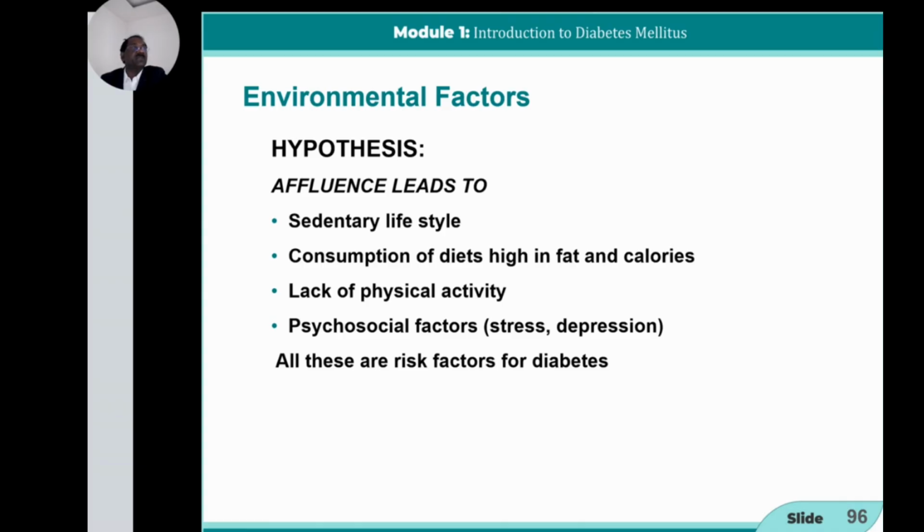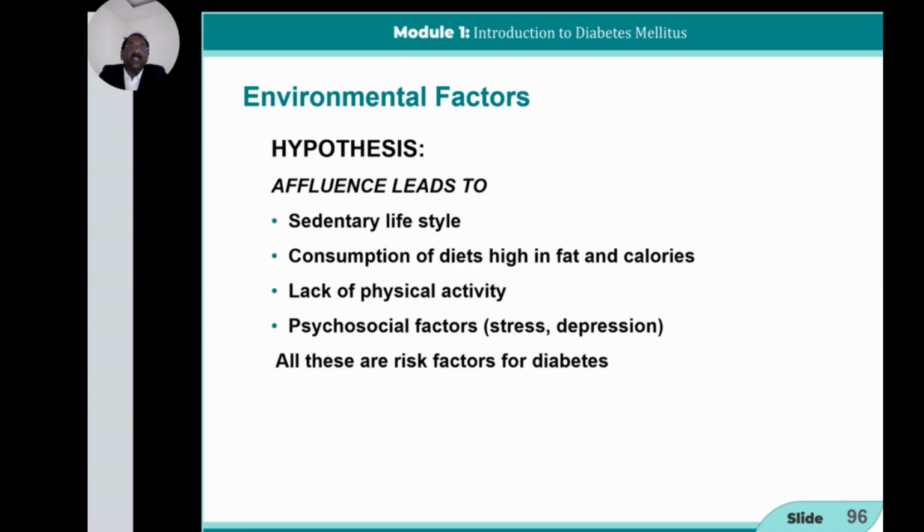Psychosocial factors: stress and depression both cause more and more food intake. Then your good hormones reduce in strength and your bad hormones are produced at a high level, your steroids, your cortisol, etc. These counter-regulatory hormones cause hepatic glucose output and then hyperglycemia. So all these are risk factors for diabetes.